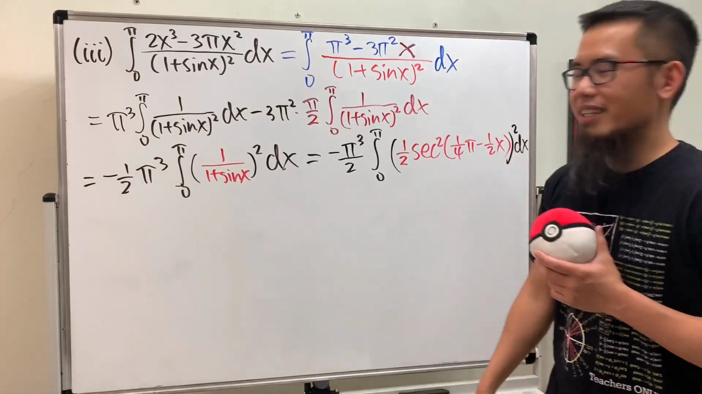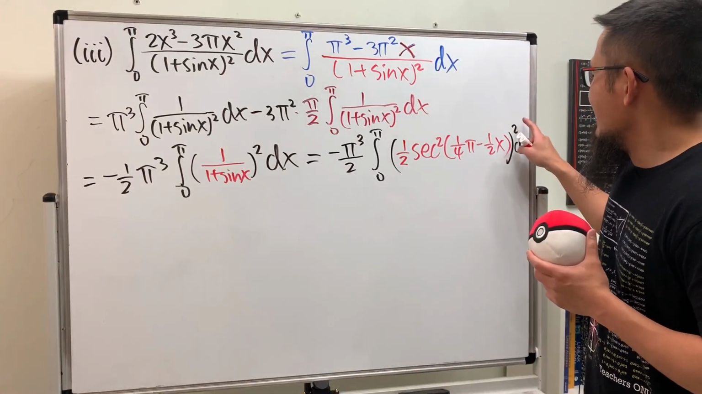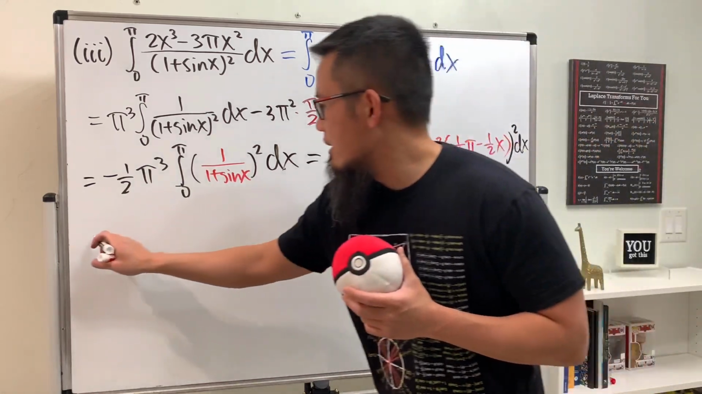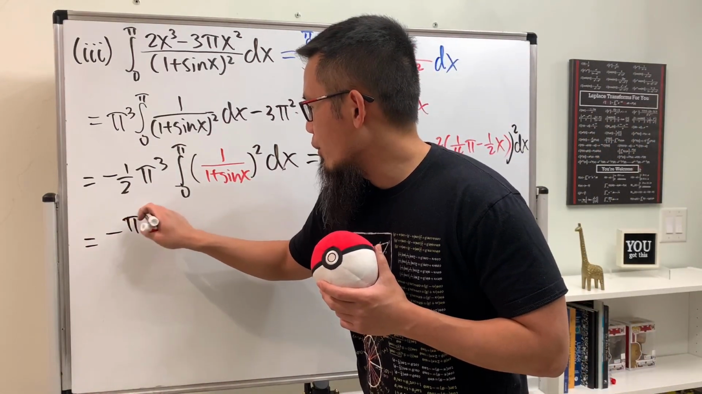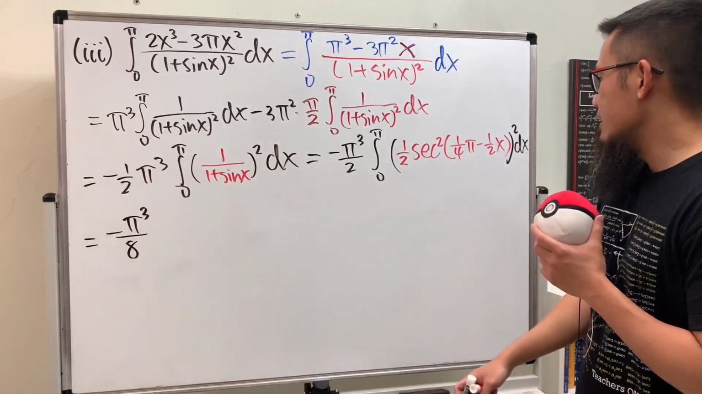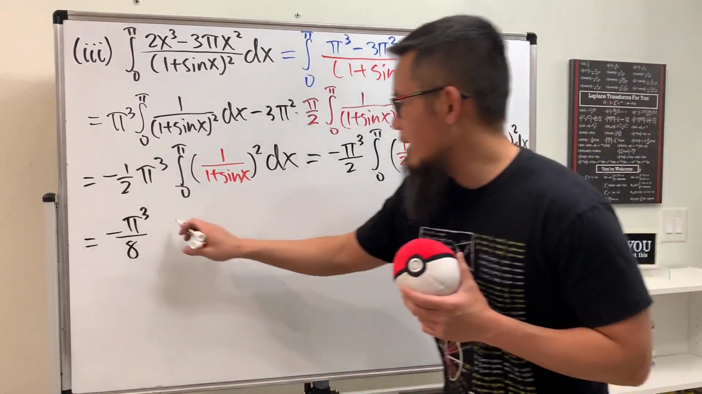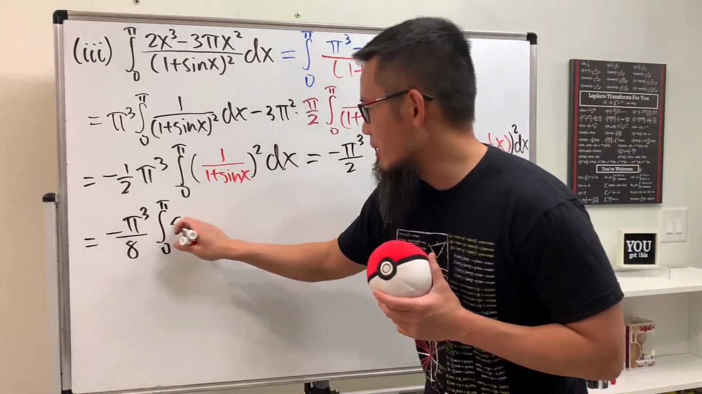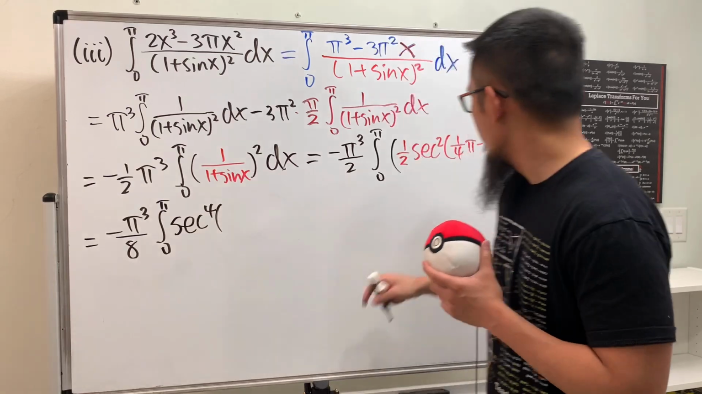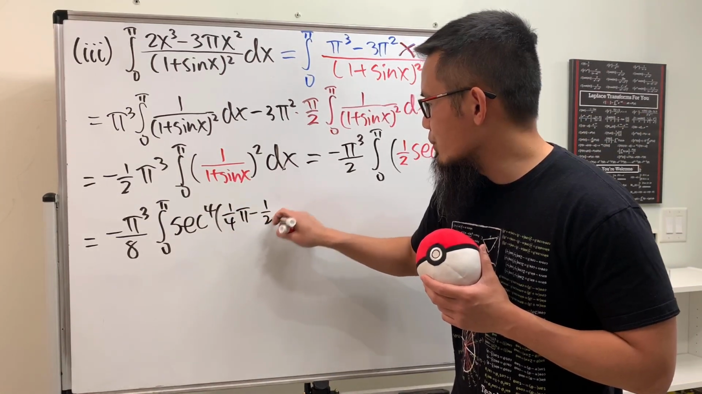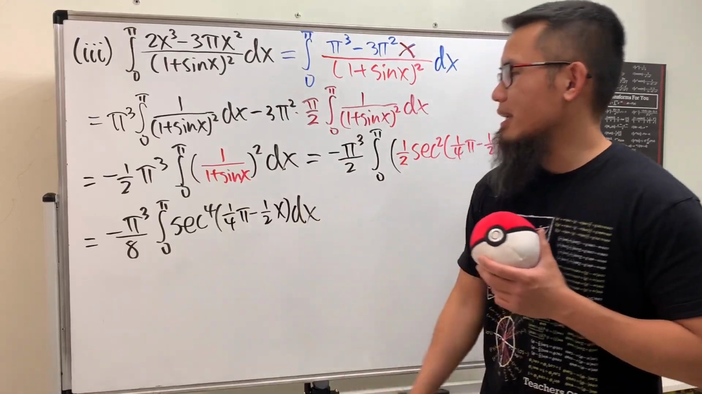Man, check this out. This right here is going to be 1 over 4, so put that in the front, so we have negative pi to the third power over 8. Yeah. And then we have to integrate from 0 to pi, and then this is secant to the fourth power of that, which is 1 over 4 pi minus 1 over 2 x dx.